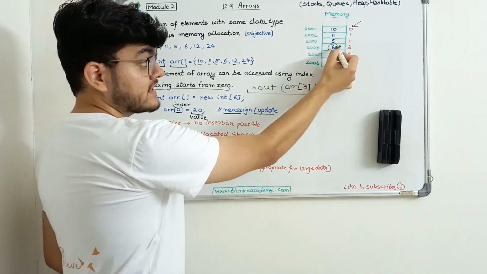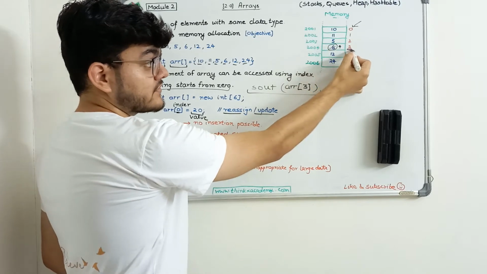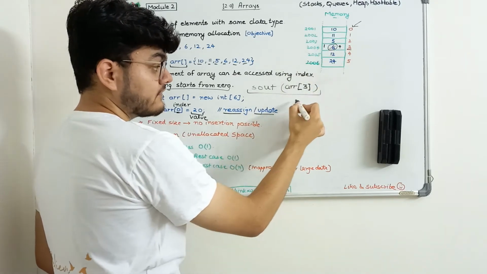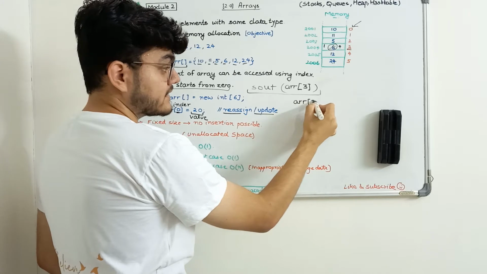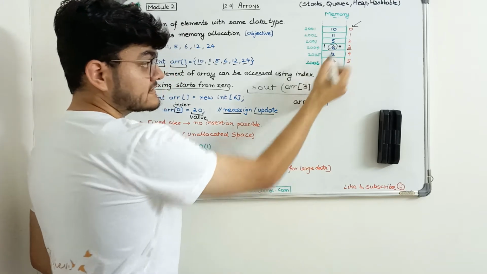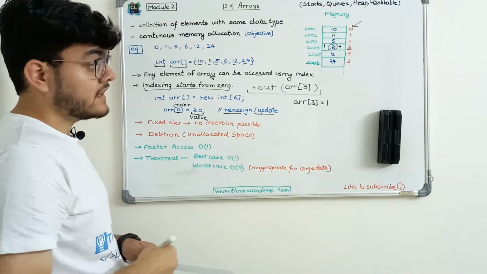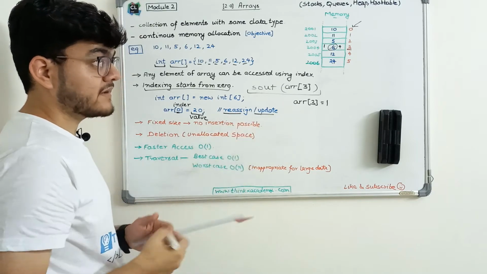So let's say I want to reassign the value at position 3 to, let's say, 1. The way to do it is very simple. I'm going to write array 3 equals 1. This is actually very fast. This updation, or you can say the reassignment, is very fast.